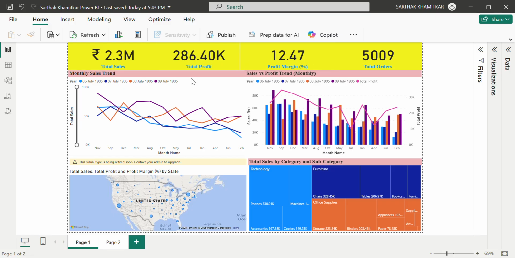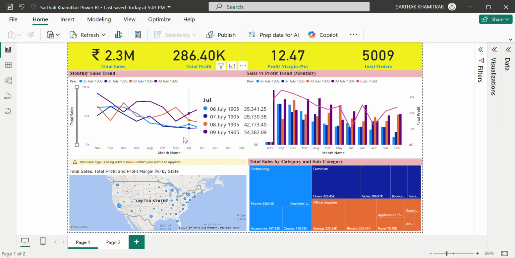These KPIs immediately give the management a high-level view of how the company is performing. I used card visuals here and formatted them with bright backgrounds and large fonts so that the numbers are easily noticeable. This section answers the question, how are we doing overall, before diving into more details.